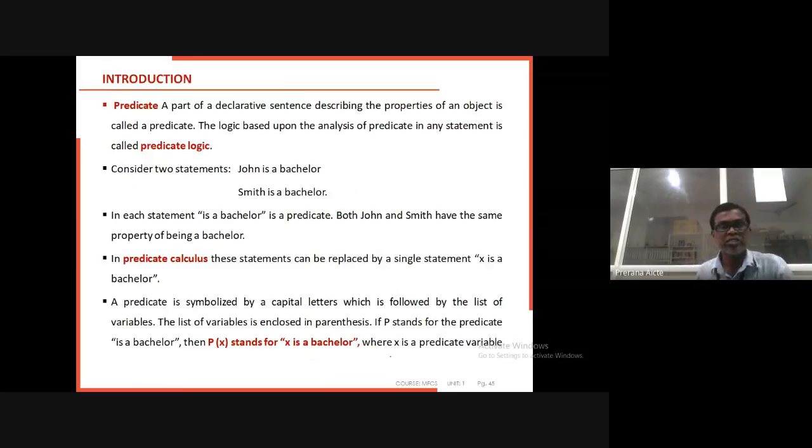And coming to predicate logic, up to now whatever we discussed comes under propositional logic. Now here it will come under predicate logic.